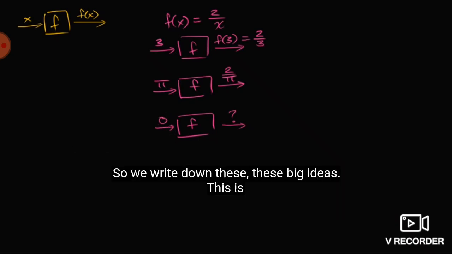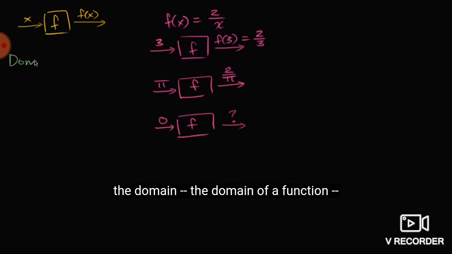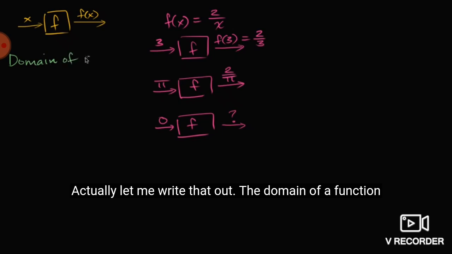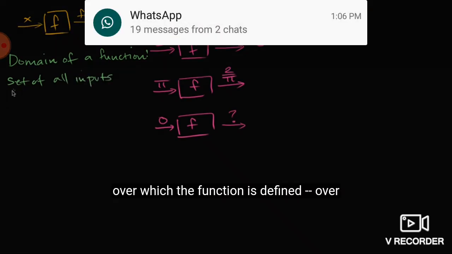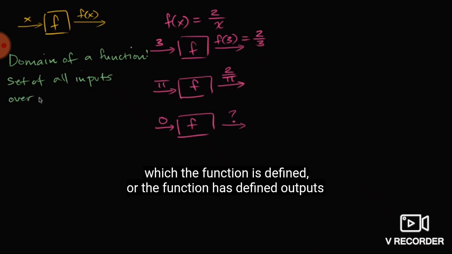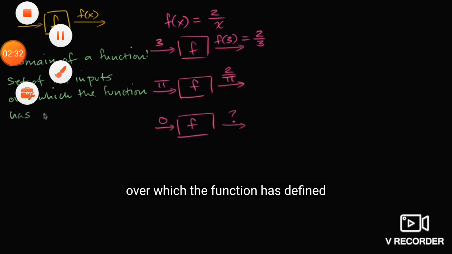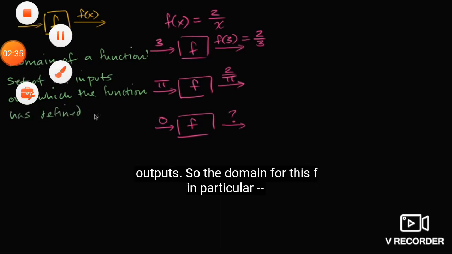So let me write down these big ideas. The domain of a function is the set of all inputs over which the function is defined, or over which the function has defined outputs.